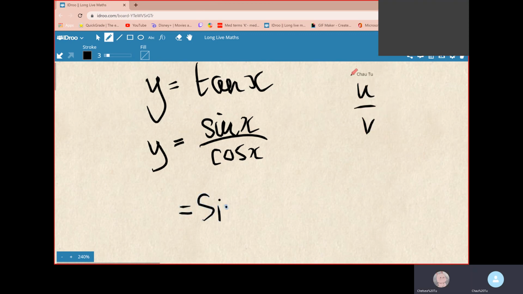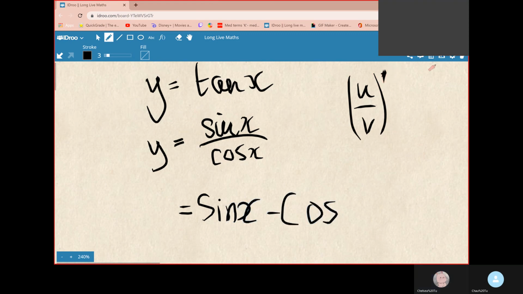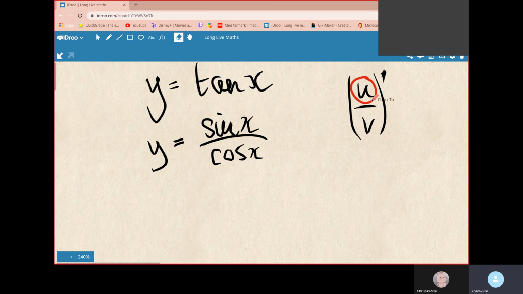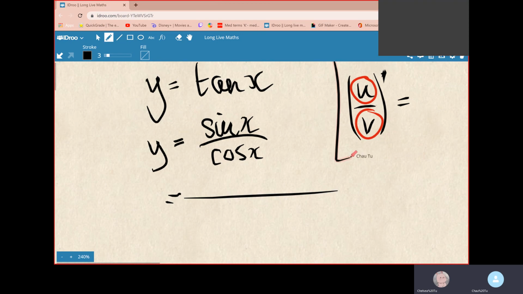Sine x minus cos x? No, you've got to use the u prime v prime thing. So what do you do? Can you remember the formula? I can't remember. Okay, so if you can't, then you have to Google it. But it's the quotient rule.